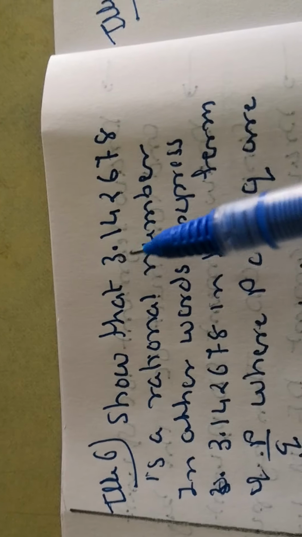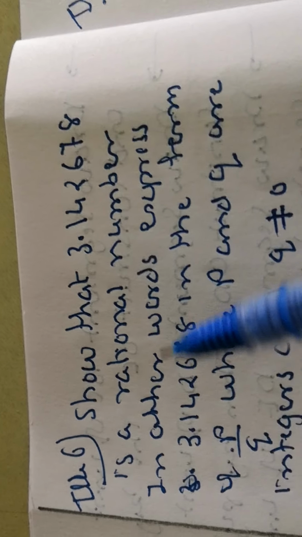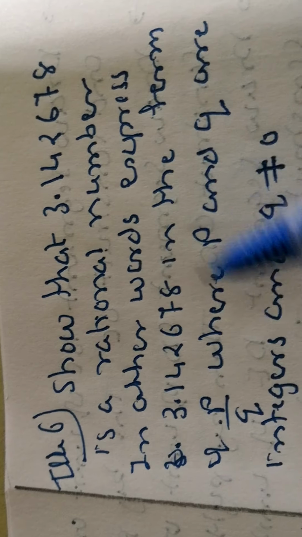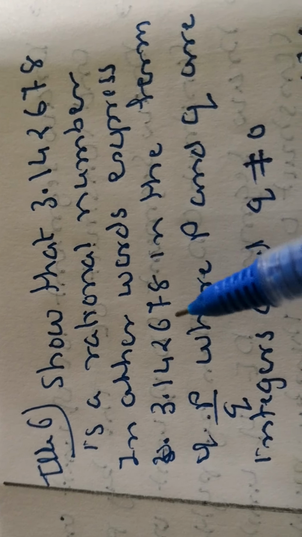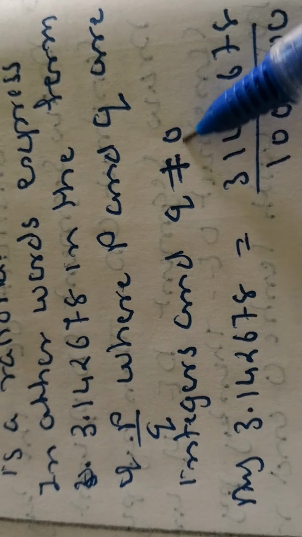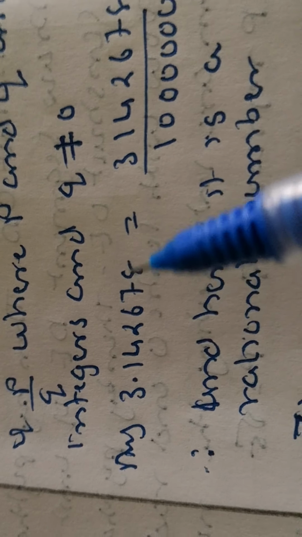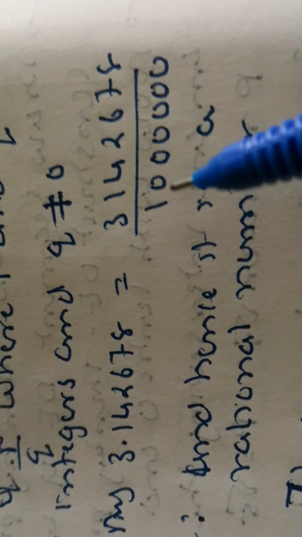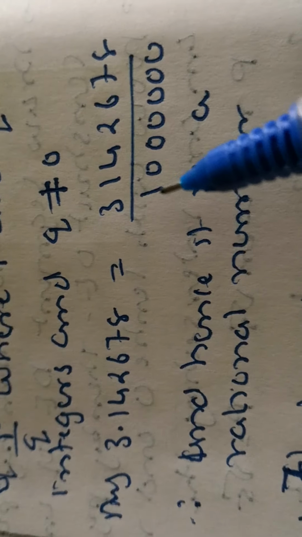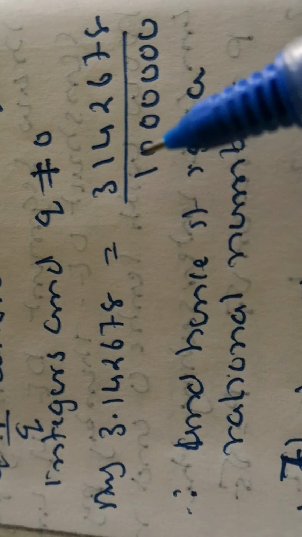Another question. Show that 3.142678 is a rational number. In other words, express 3.142678 in the form of p by q, where p and q are integers and q not equal to 0. This is quite simple. You are going to write 3.142678, and after the point there are 1 2 3 4 5 6 numbers. So I am placing 6 zeros after 1. That comes to 10 lakhs, and hence it is a rational number because it can be expressed in the p by q form.